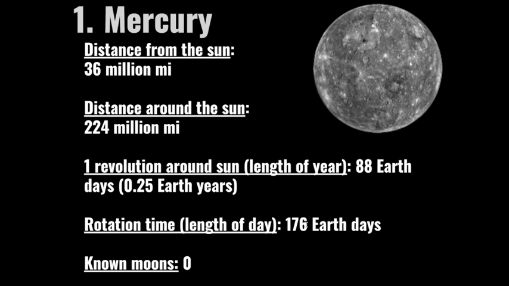176 Earth days to make one rotation. So that means a day on Mercury, right? Look at that. A day on Mercury, their day from sunup to sundown, takes 176 Earth days.